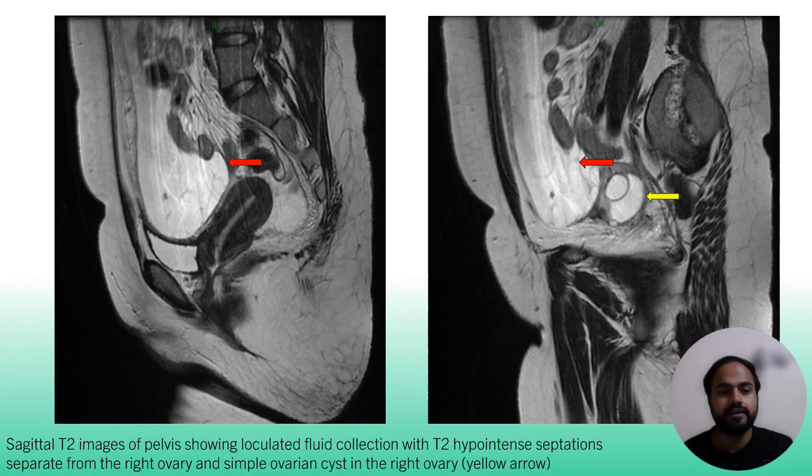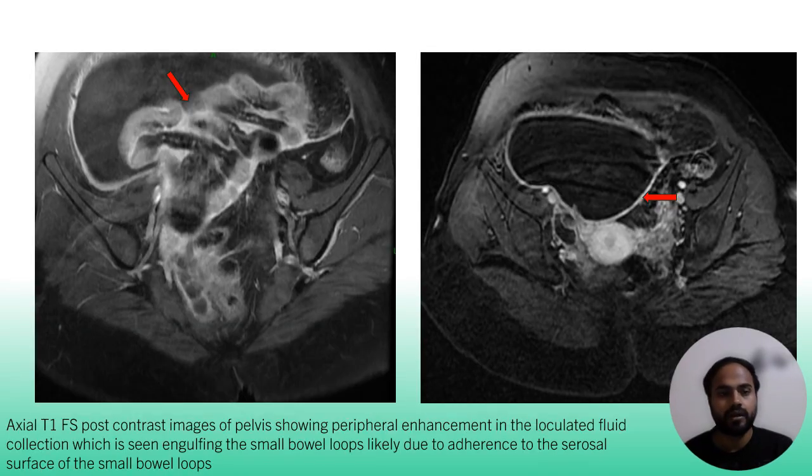These are the sagittal T2 weighted images of pelvis showing a loculated fluid collection with T2 hypointense septations within. We can also see this collection is separate from the right ovary and there is a simple ovarian cyst in the right ovary. Axial T1-FS post-contrast images showing peripheral enhancement of this loculated fluid collection. It is also seen engulfing the bowel loops, likely due to adherence of the serosal surface of the small bowel loops.